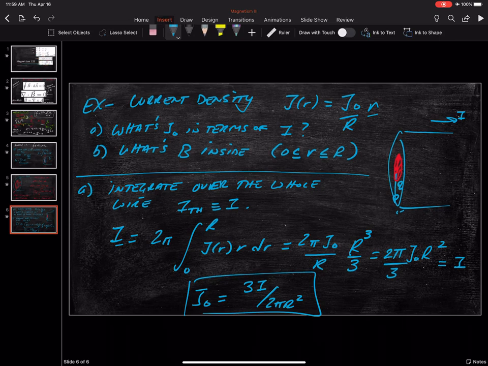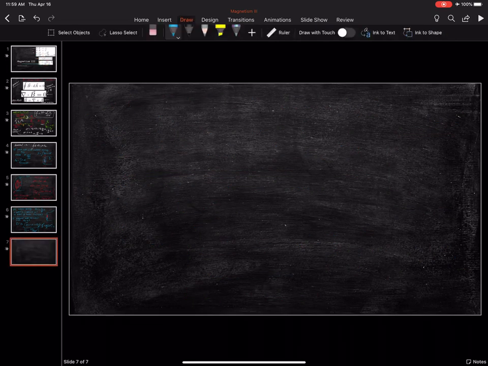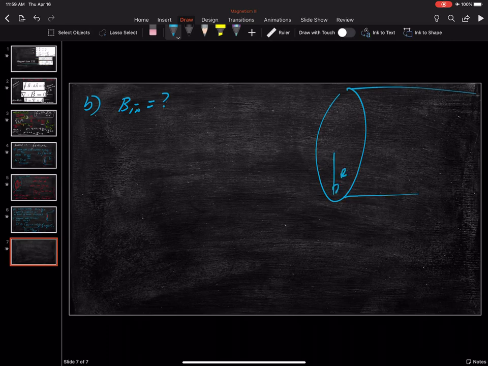Now part B, what do I do? B inside. Well, I've got my wire out here to radius R, and now I come out to some distance little r, and I take my Amperian loop. I want to use Ampere's law: integral of B dot ds should be equal to mu naught I through. How much current passes just through that region?